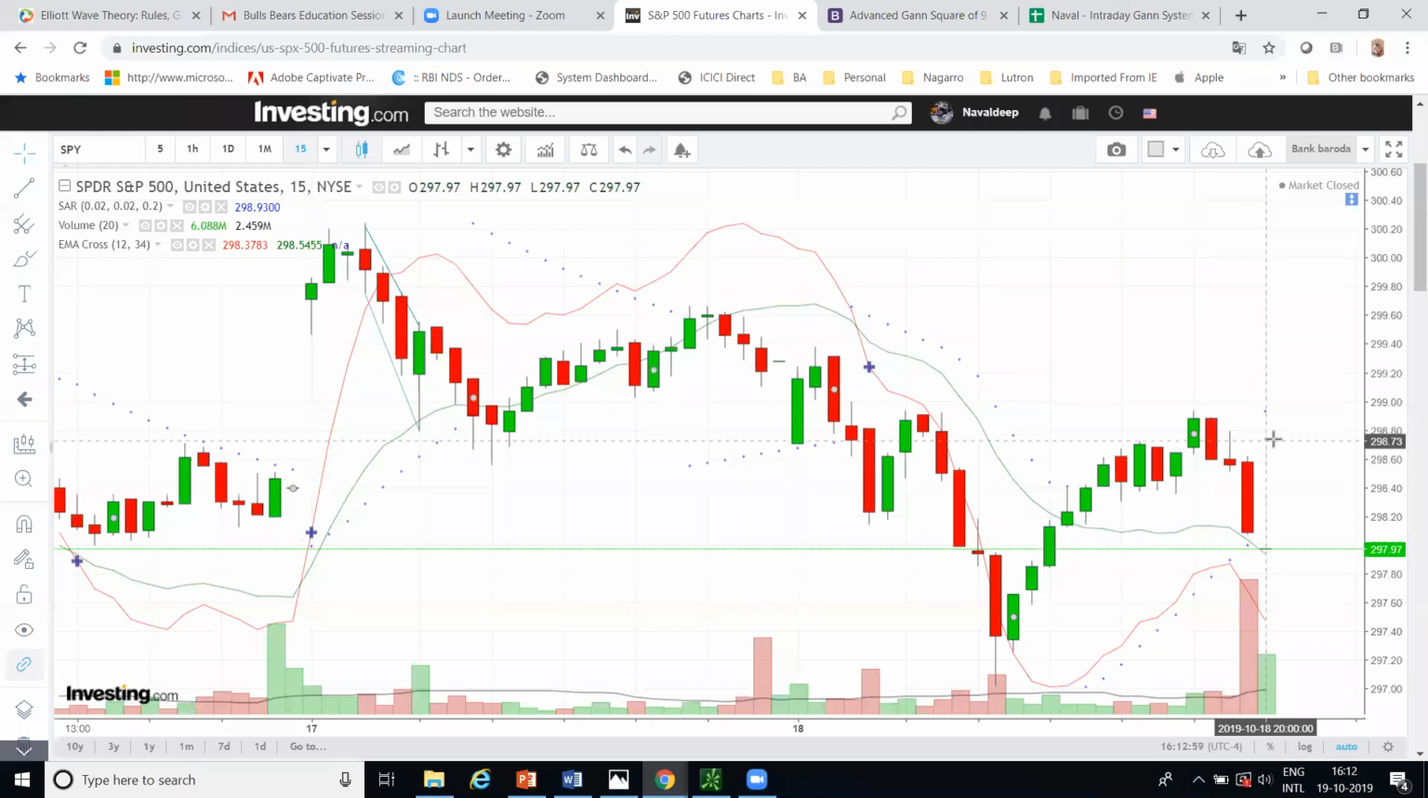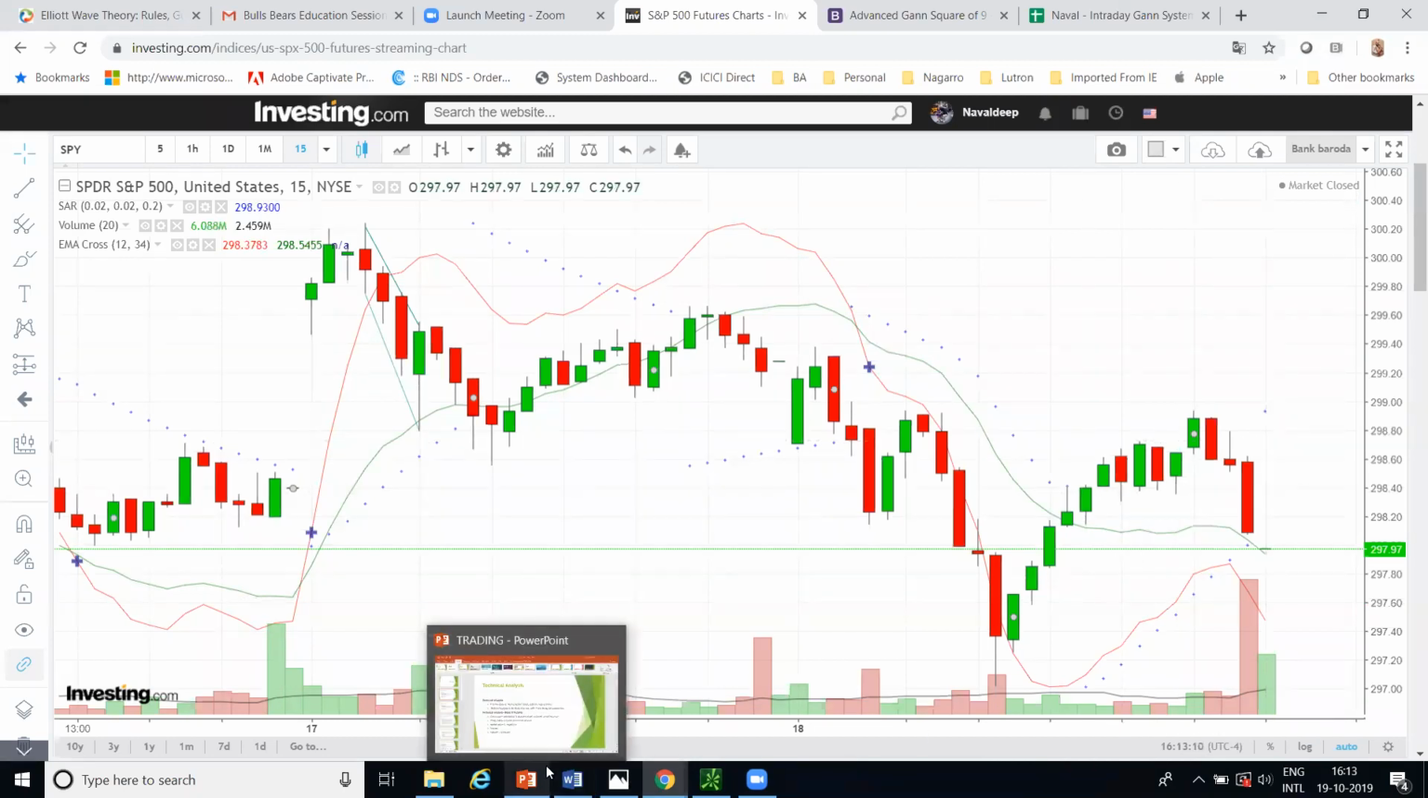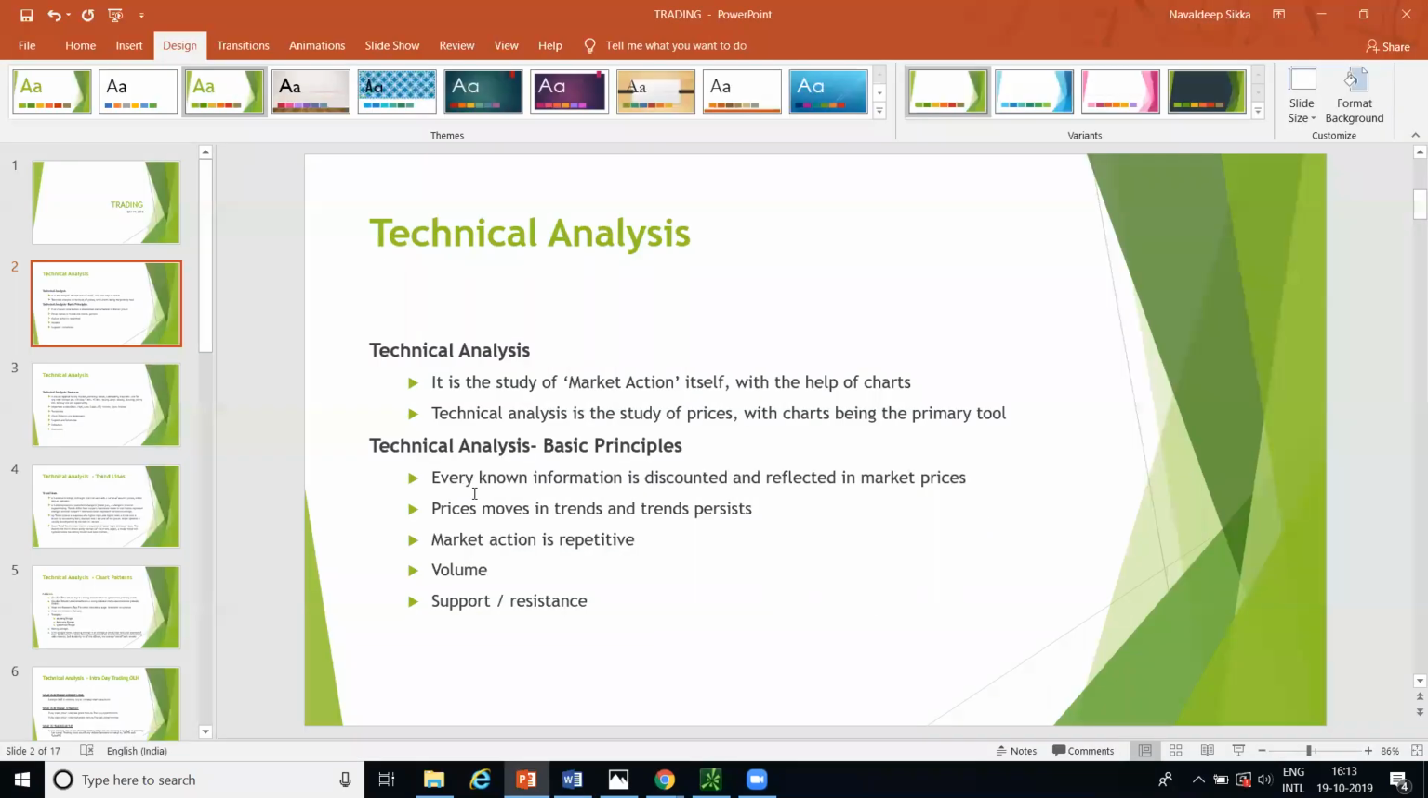How do we do a candle trade? Any questions on this? No? Okay. So with just the help of the candle, we can trade. We do not have to look out for anything else if we simply understand the candle.